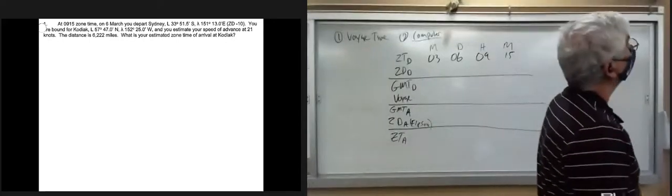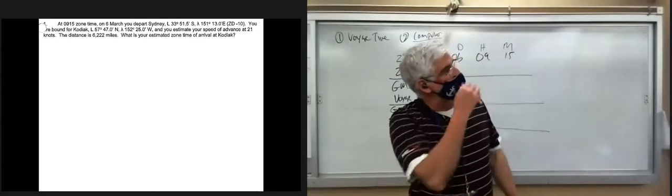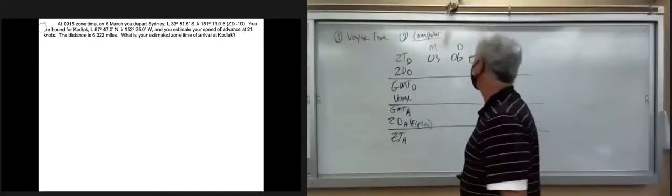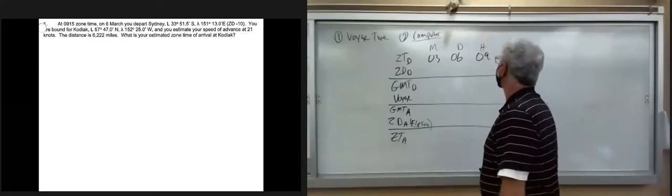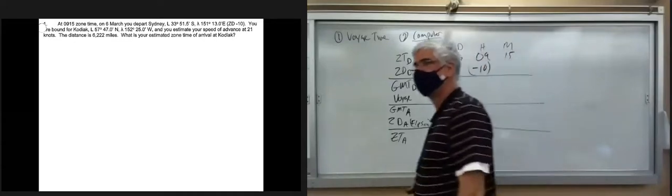Okay, all right, cool. You depart Sydney. And they give us our longitude, okay? 151, 15.3 east. Olivia. So we depart on March 6th. So you read the next bit. Where does that go? Yes, that's going to go here. That's the zone description.